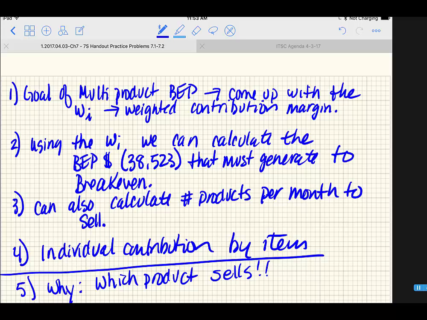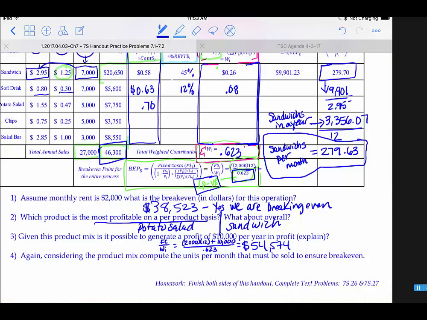Now before I close out, I just want to hit the homework here. And basically you should finish this handout, this side here, as well as the next side, and do these two problems right here. These are the multi-product. If you haven't done the single product problems, you should do those as well. But if you're all caught up to this point, then this is the only additional homework on this topic. So, I hope you found this helpful, and I will see you soon.